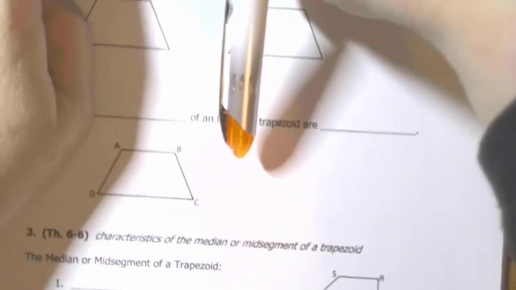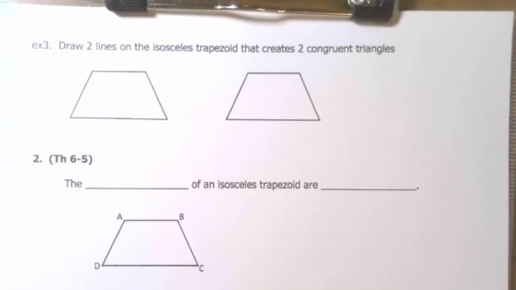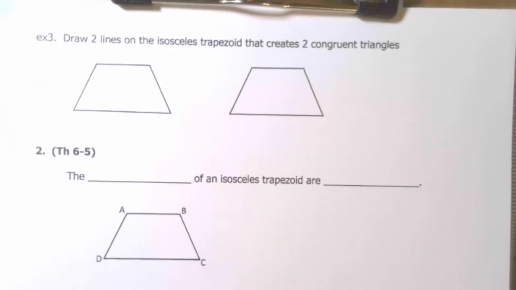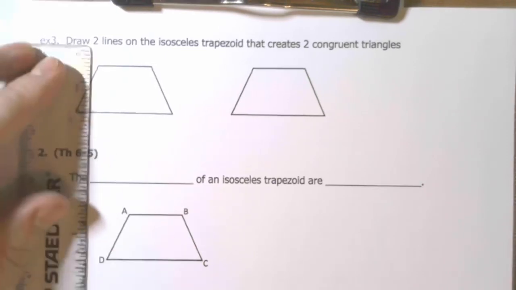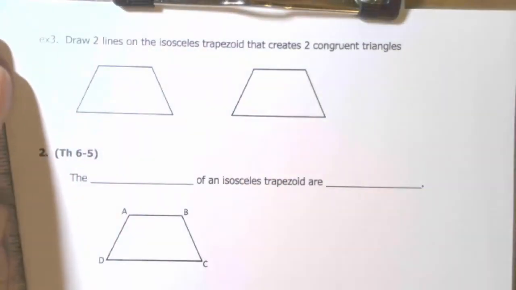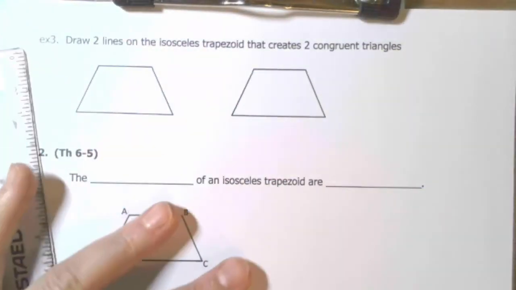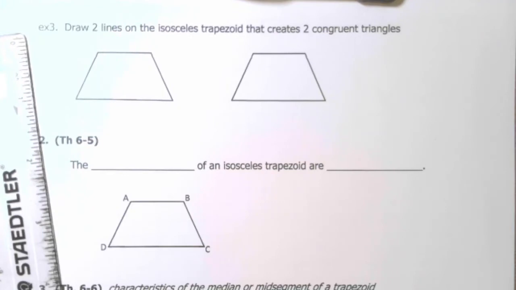Example 3. Draw two lines on the isosceles trapezoid that creates two congruent triangles. So you can only draw two lines. If you want to stop the video and see if you can come up with the two lines and then play it again, you can do that. So go ahead and pause the video and give it your best shot.